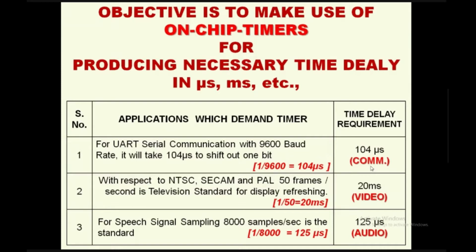So wherever there is a video, there is a need for screen refreshing, for which a 20 millisecond time delay is necessary. Wherever there is audio, 125 microsecond speech signal sampling is necessary. To notify that 125 microseconds is over, we need a timer. And for serial communication, we need a timer. So these three examples justify the need for a timer. And if there is no timer, there is no video, there is no audio, there is no communication. So that is the conclusion of this slide.